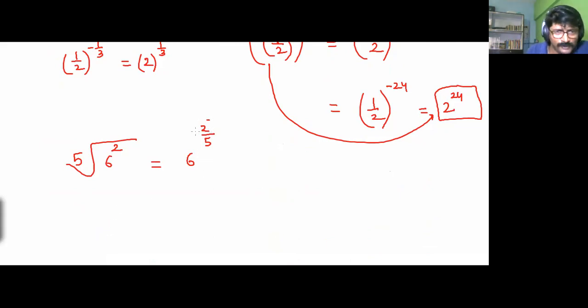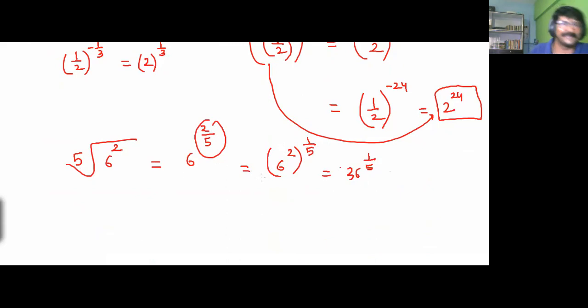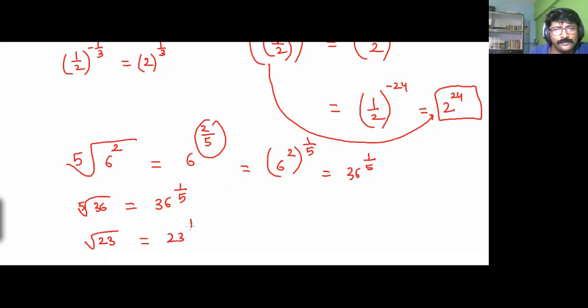Now, if you have to simplify this, how are you going to do it? You can simply write 6 power 2 and raised to power 1/5. So 6 power 2 is 36 raised to power 1 by 5. The 5th root of 6 power 2 will become 36, and since it is the 5th root, 36 raised to power 1 by 5. You understood? The square root of 23 we write as 23 raised to power half. Do you remember this? I have taught you this in rational and irrational numbers, students.